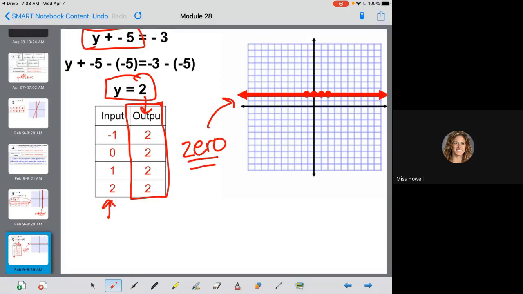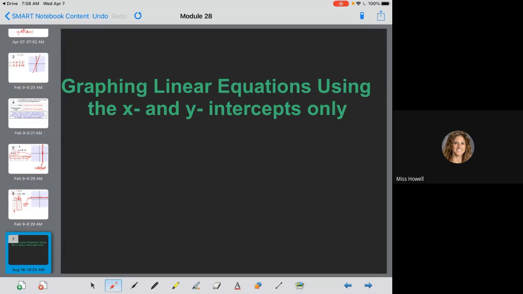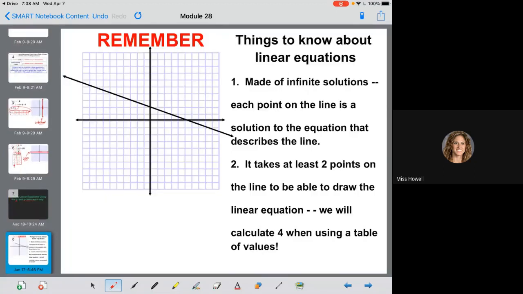So our goal for today is, instead of using a table that has 4 solutions in it, can we make a sort of abbreviated or shorter table just using these 2 specific spots, our x and our y intercepts? Remember, our x and y intercepts are places where our line crosses our x and y axis. So as long as we have those 2 spots, so for this particular line, here would be our y intercept, here would be our x intercept. As long as we have those 2 points, we could technically draw our line.